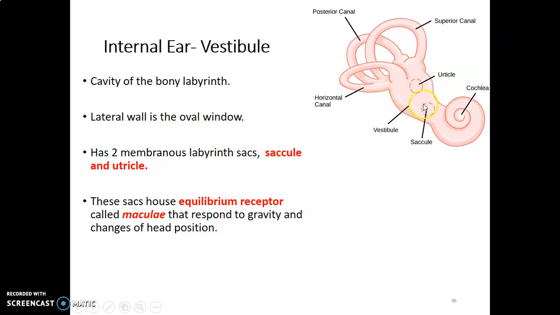So within the vestibule, we have the saccule and utricle, and these sacs house the receptors for equilibrium, which are called maculae. So maculae are receptors of equilibrium that are housed within the saccule and the utricle contained in the vestibule. And these maculae respond to gravity and also respond to changes in the position of the head.